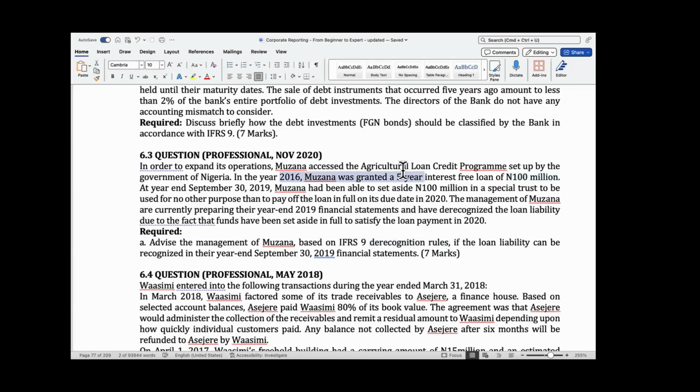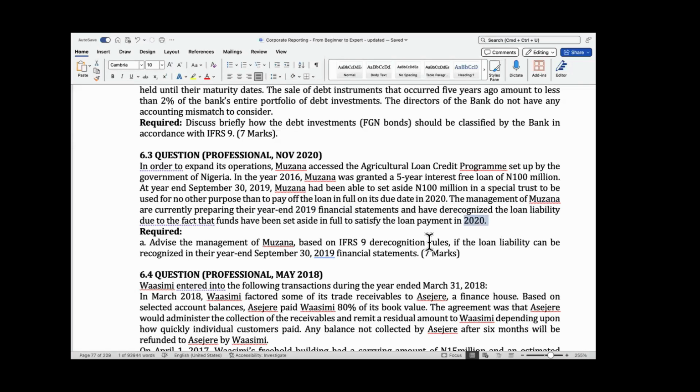At the end of the third year, the guy has already set aside that money, and he's ready to pay, but he did not pay. So what the guy now did in 2019 was that, since he already has the money, though he has not paid, he derecognized the loan due to the fact that the funds have been set aside in full to satisfy the loan in 2020. So you are now asked to advise him.